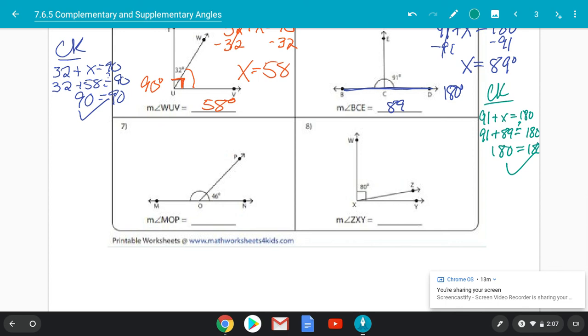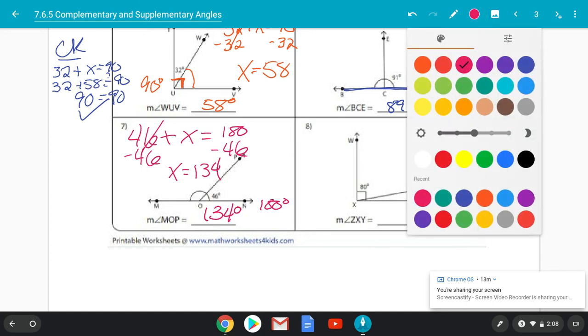All right, so we have 2 more here. The first thing that I'm doing with number 7 is determining whether it is complementary or supplementary angles. Looking here, I have a straight line. So I know that these 2 angles are, you got it, supplementary. So they're going to add up to 180 degrees. So 46 plus x equals 180. Subtract out that 46 on both sides, and we're going to get x equals 134.